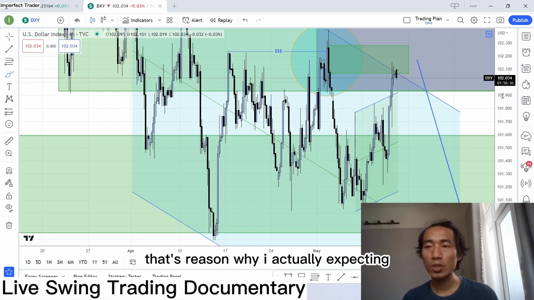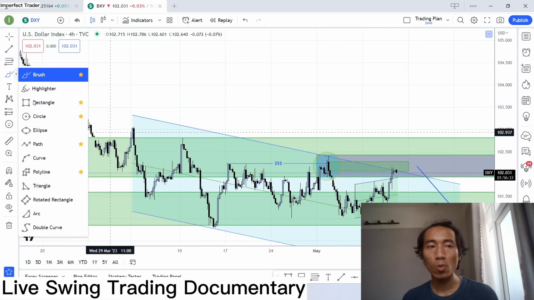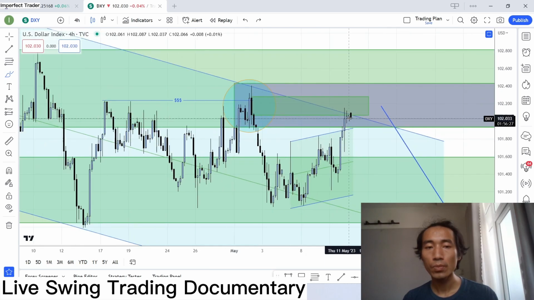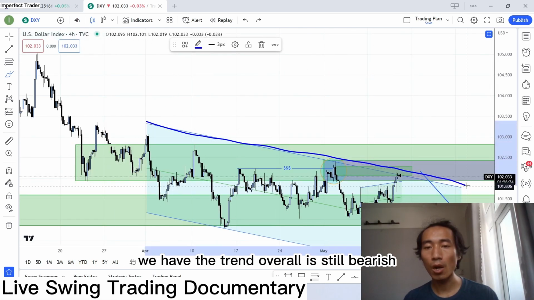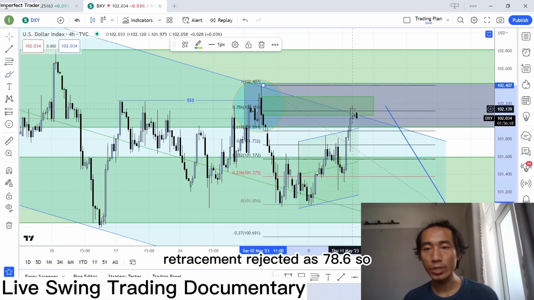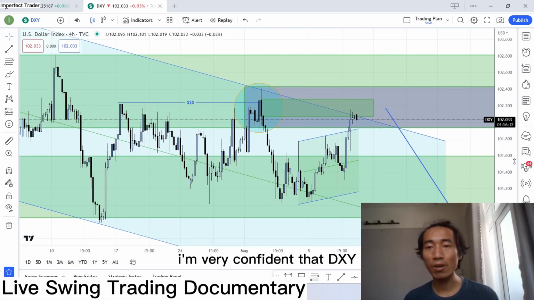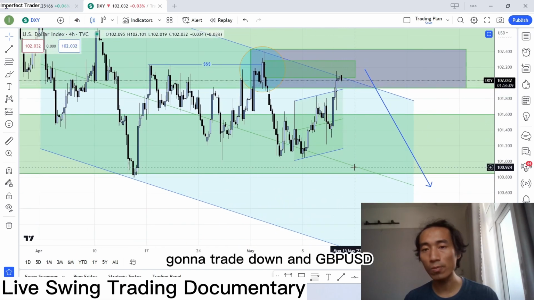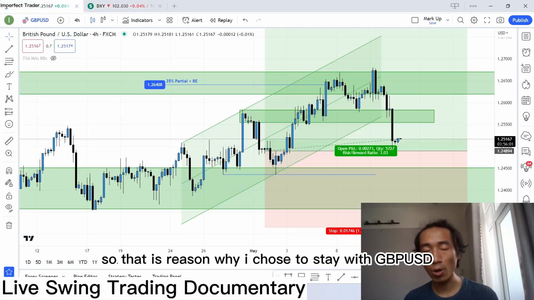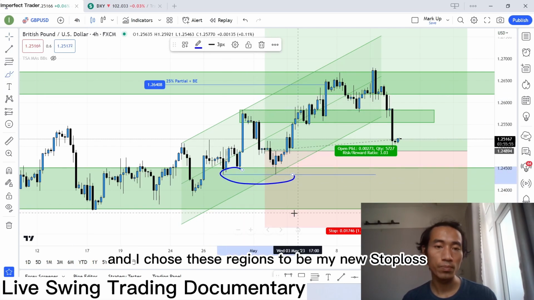So that's really why I'm expecting this. We have our daily resistance, we have our order block, the overall trend is still bearish, we have the Fibonacci retracement rejecting at 78.6. So I'm very confident that DXY is gonna trade down and GBP USD is gonna recover. That is the reason why I chose to stay with GBP USD, and I chose this region to be my new stop loss.